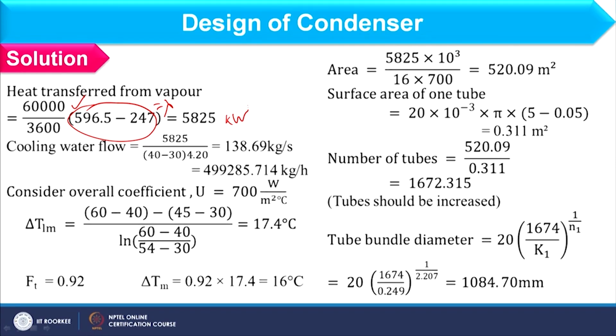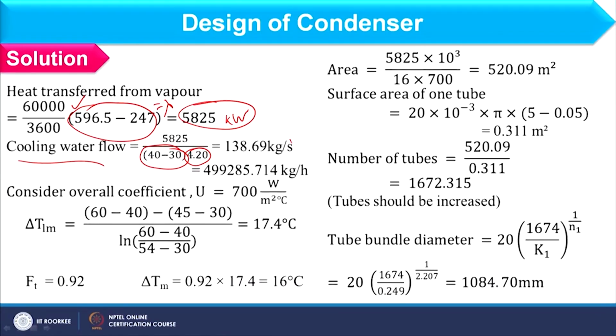Once you have this heat duty, you can find out the flow rate of the other fluid, and that fluid is nothing but the cooling water. So, 5825 divided by 40 minus 30, because this is the temperature range of water given to us, and 4.2 is the specific heat of the water. Instead of that you can also consider 4.187, but here I am considering 4.2 as the specific heat of water. Considering this, you can find out the flow rate of water as 138.69 kg per second.